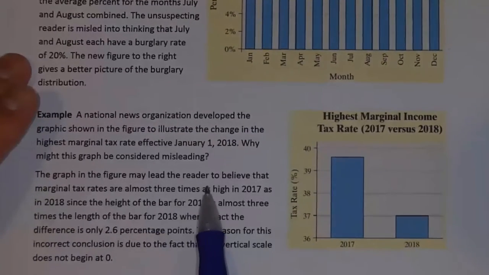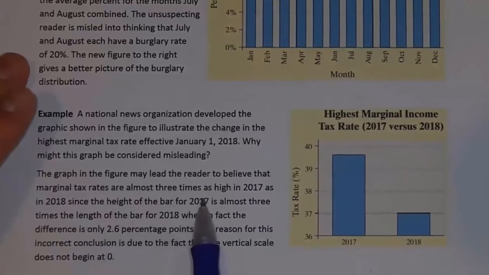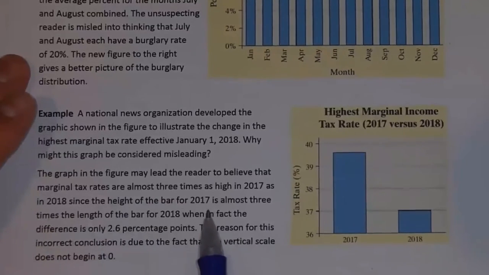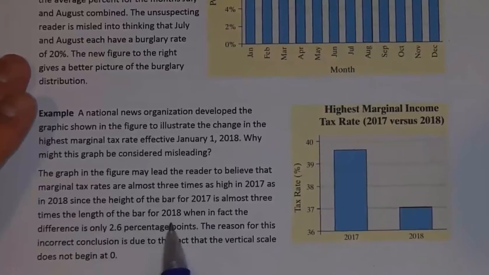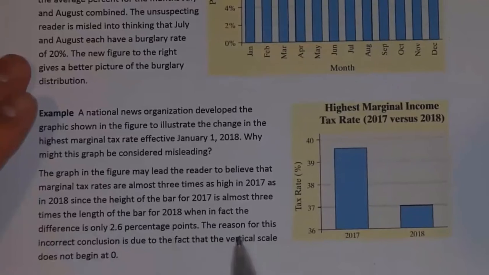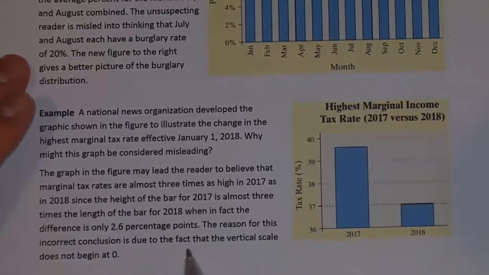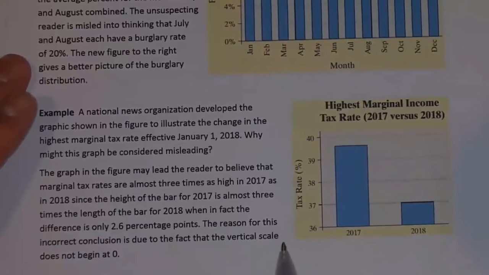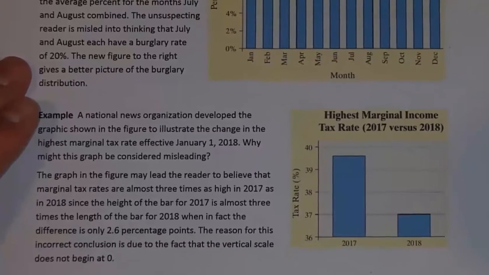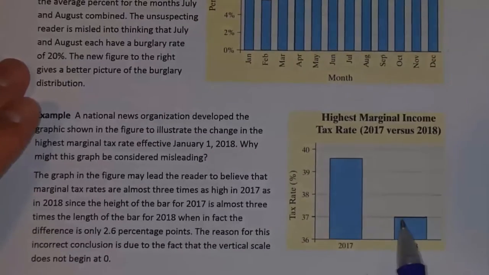So the graph in the figure may lead the reader to believe that the marginal tax rates are almost 3 times as high in 2017 as in 2018, since the height of the bar for 2017 is almost 3 times the length of the bar in 2018, when in fact the difference is only 2.6 percentage points. The reason for this incorrect conclusion is that the vertical scale does not begin at 0. So starting at 36 right here instead of 0 can mislead, because if you look at the size of the graph, it will make the distinction seem bigger than what it actually is.